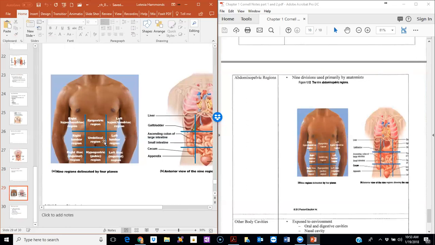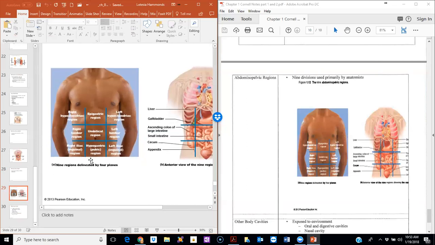Down the center is the epigastric, right toward the top. In the center is the umbilical region, which I hope will help you remember it because it's close to your umbilical attachment site, or your belly button. And the bottom is the hypogastric region, or maybe referred to as the pubic region. Here we have the left hypochondriac region, left lumbar region, and then the left iliac or left inguinal region.